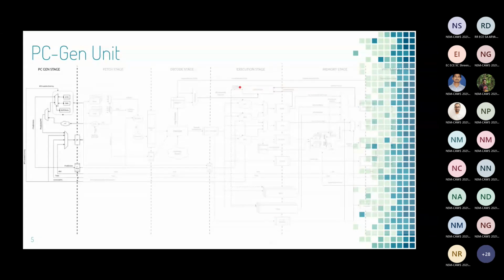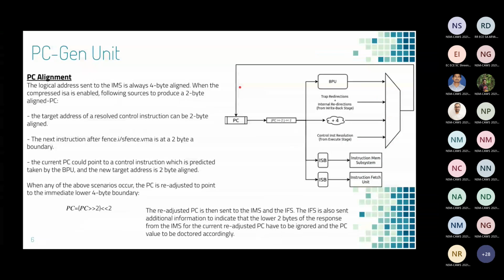So we start with the PC Gen unit. As you can see in the diagram on the right, there are 4 places where the PC can be modified. PC stands for program counter. It basically tells you where to fetch the next instruction from. Assume you don't have compressed instructions, in which case you simply keep incrementing PC plus 4, PC plus 4, and so on. That's your regular default operation. You start at reset, the PC has some reset value, and from there you get the first instruction, then you increment by 4, get the next instruction, increment by 4, and so on.